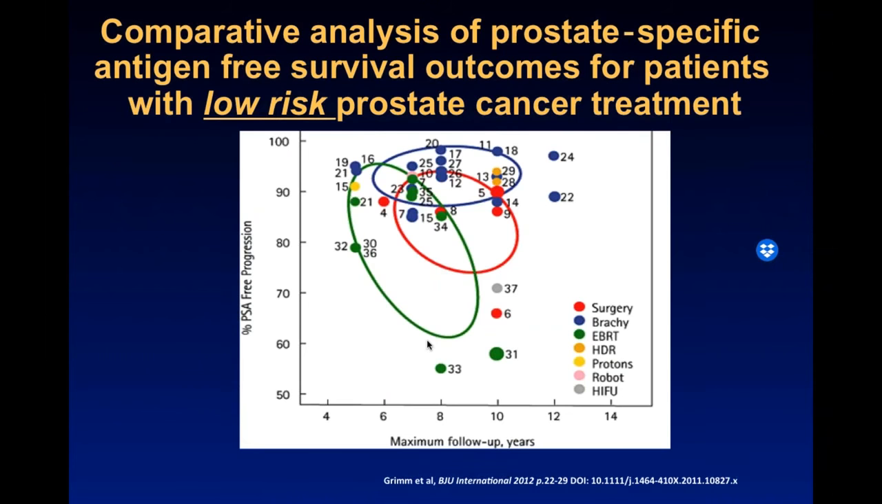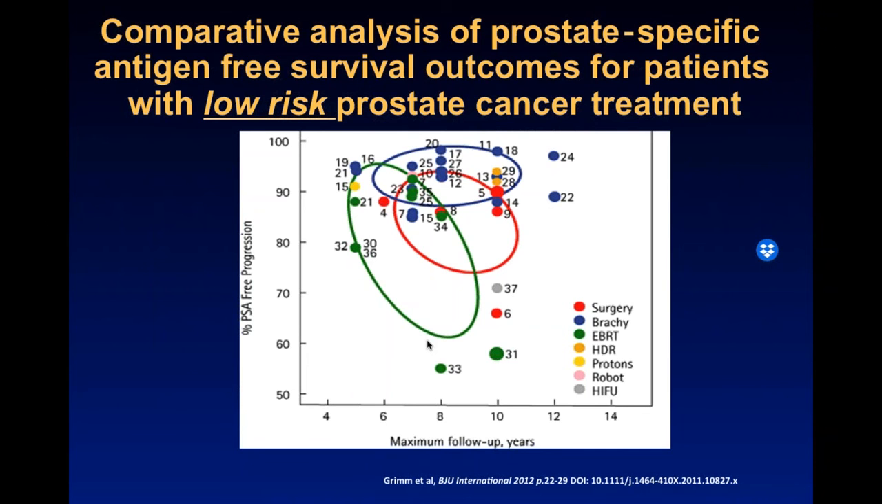So this is some data that is published in the British Journal of Urology International. Basically what this represents is the compilation of every manuscript published on the outcomes of prostate cancer treatment by treatment type. And this has been accumulated by urologists, radiation oncologists, medical oncologists, spearheaded by Dr. Peter Grimm, who has subsequently passed away.